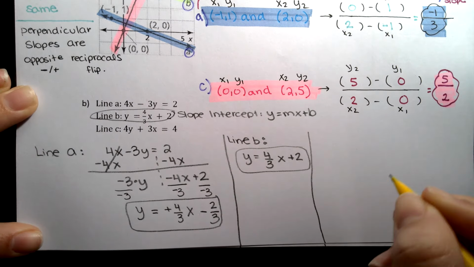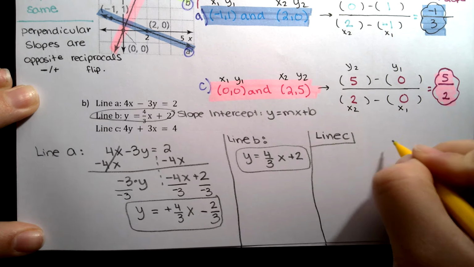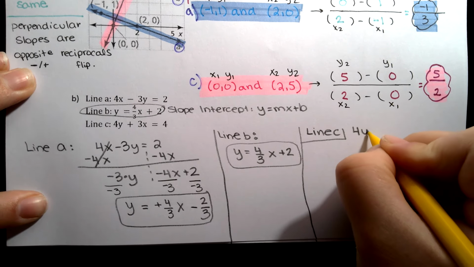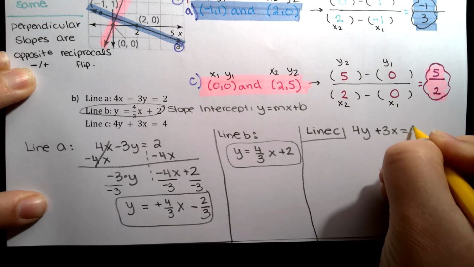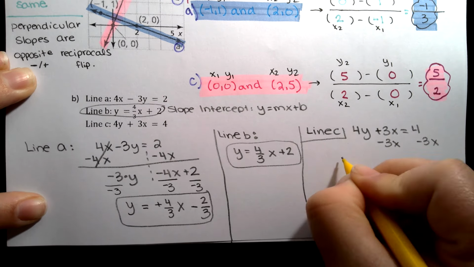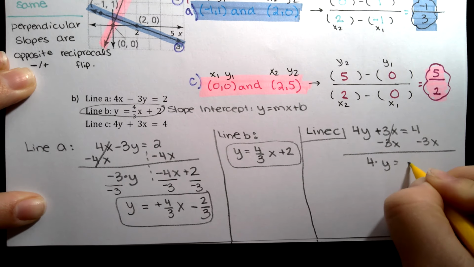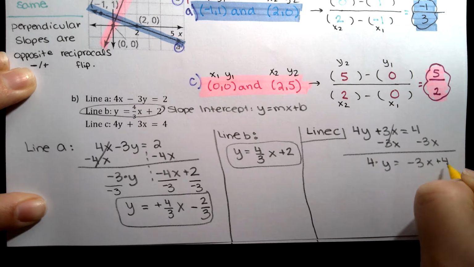You don't have to put them in a box. I'm just circling them. And then line C also needs to be converted. So we got 4y plus 3x is equal to 4. Again, our goal here is to solve for y. This is called a literal equation where we are literally just moving things around.